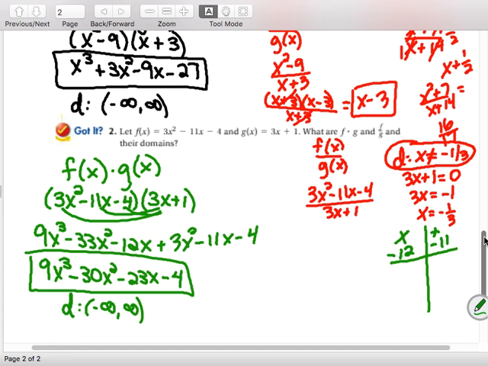Peyton, what do you think? Why negative 12? You take 3 times negative 4, the A times the C. Amber? Negative 12 and positive 1. So that's going to do the job for me.